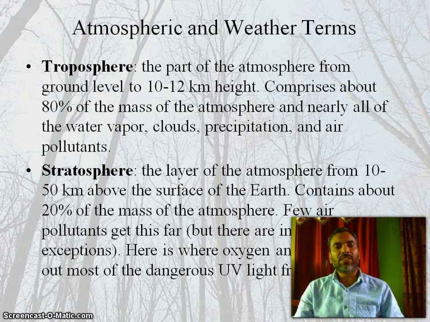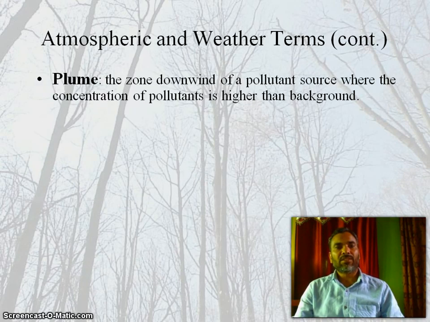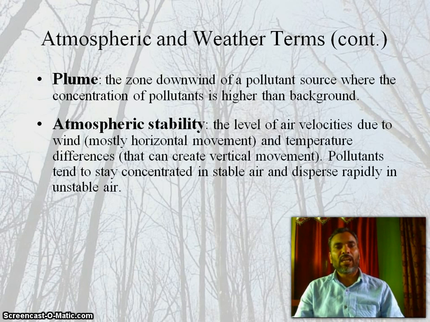Few air pollutants get this far, but there are important exceptions. Here is where oxygen and ozone filter out most of the dangerous UV light from the sun. Atmospheric and weather terms. Plume: the zone downwind of a pollutant's source, where the concentration of pollutants is higher than background. Atmospheric stability. What is this?